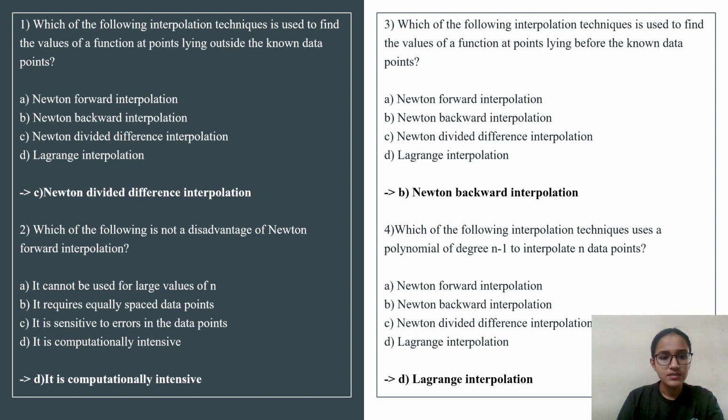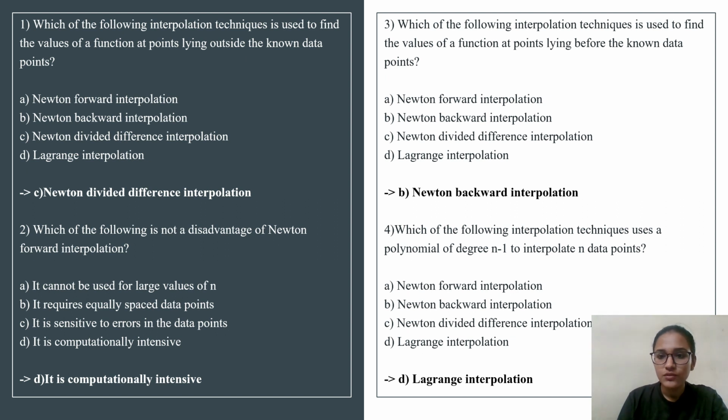The next question is, which of the following is not a disadvantage of Newton forward interpolation? Newton forward interpolation is not computationally intensive, so it is not a disadvantage. All the others are disadvantages, as we cannot use it for large values of n, it requires equally spaced data points, and it is sensitive to errors in the data points. So the correct option is D.